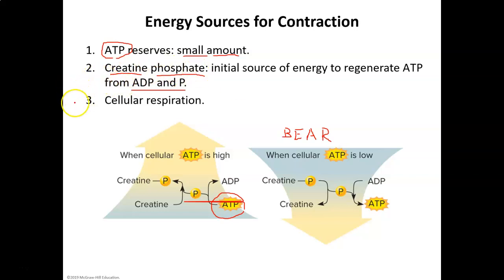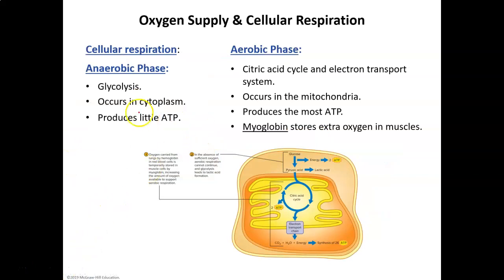After that, you've got to depend on cellular respiration. Now you have to break down glucose. We go back to like the first or second week of class where you have to break down glucose to get ATP. All right, so the first thing is you're going to do it anaerobically. Remember, that's called glycolysis. Glycolysis is anaerobic respiration.